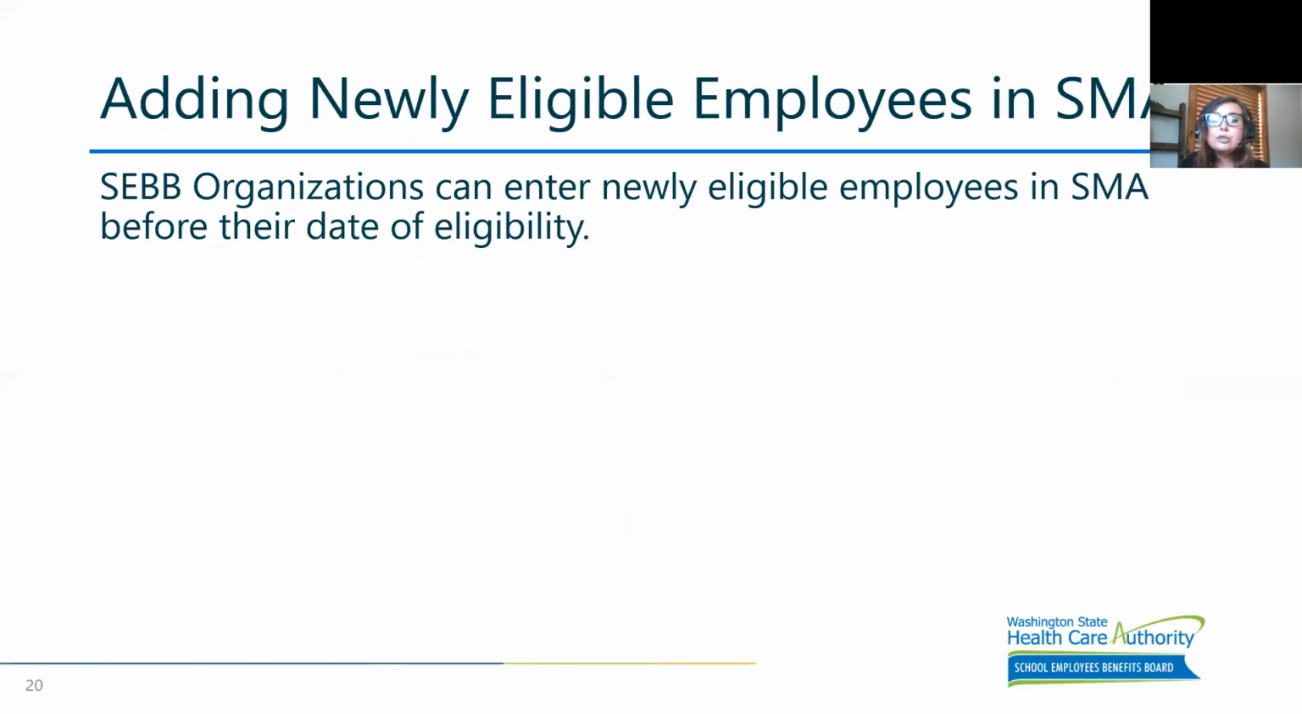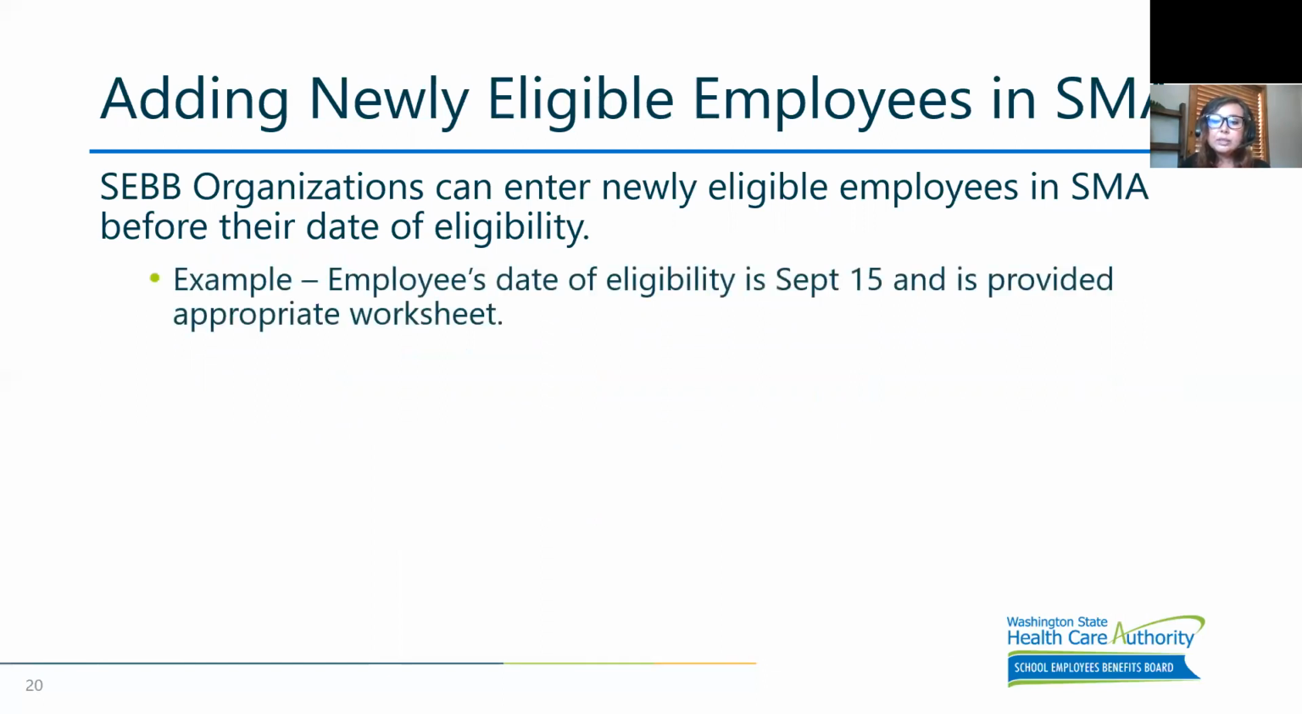All right, so now if you choose to enter in your newly eligible employees manually into SEBB account, you'll want to do so before their date of eligibility. So for example, if an employee's date of eligibility is September 15th, and they're provided the appropriate worksheet as notification, you would want to enter this employee in SEBB account before September 15th.